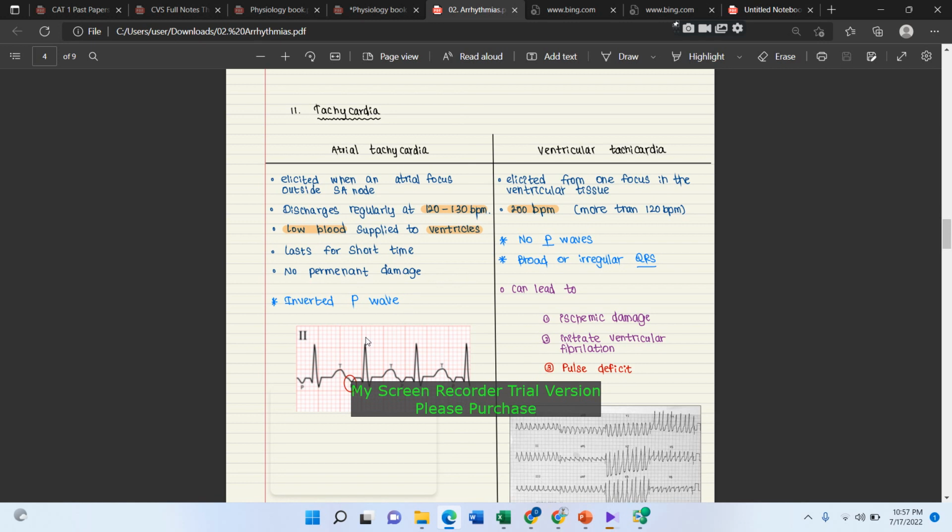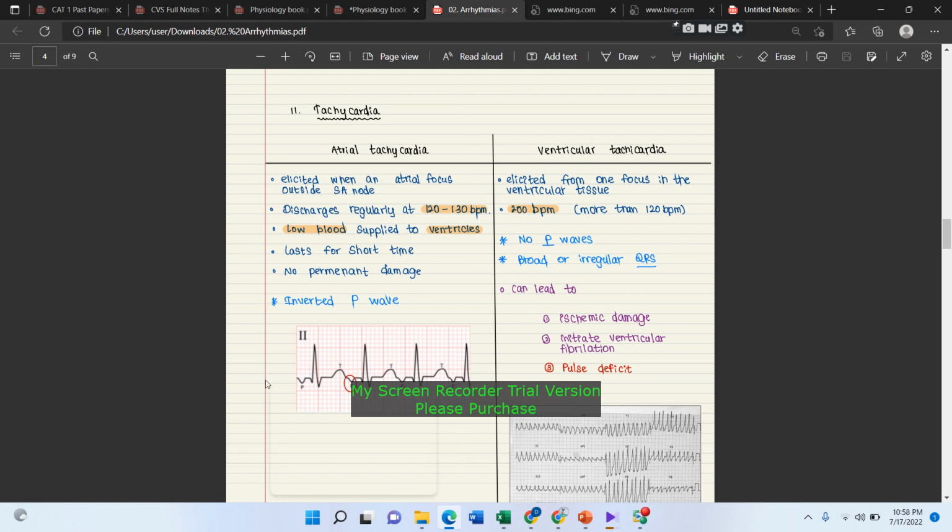So when this high heart rate occurs in the atria, when the atria beat rapidly, there's no time for blood to get filled into the ventricles. Because of this, the stroke volume goes down. It only lasts for a short time, so there will be no permanent damage, but the stroke volume will be reduced.